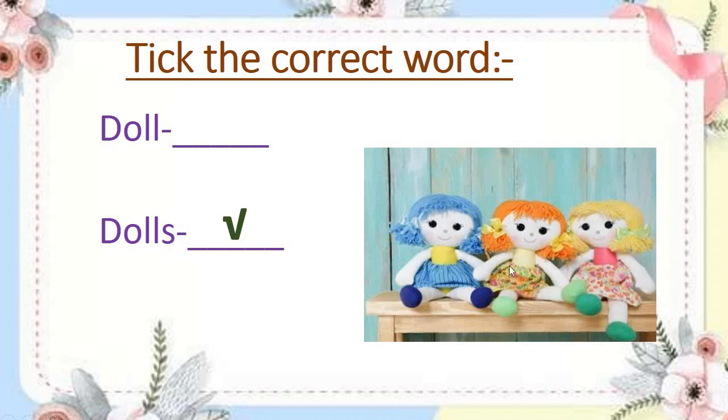1, 2, 3 dolls are there. So, dolls, S is there, no? In the word to show many. We have learnt in this lecture, one, many. So, doll is only one doll. Dolls, there are 3 dolls. So, tick dolls. Okay, children? Yes, you all are knowing.